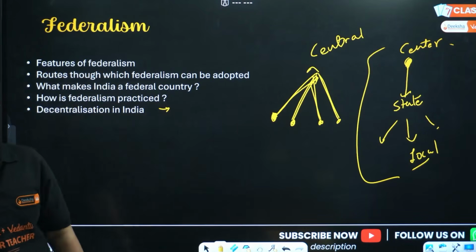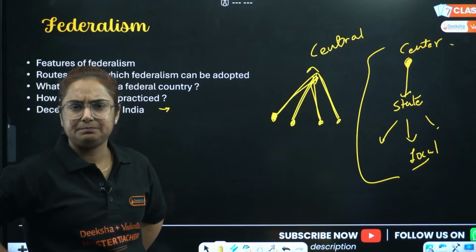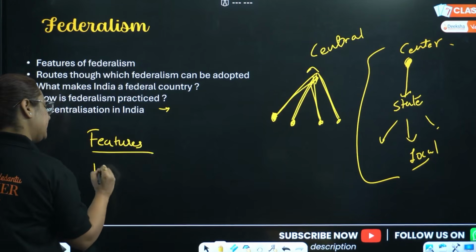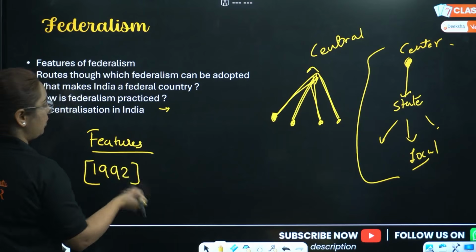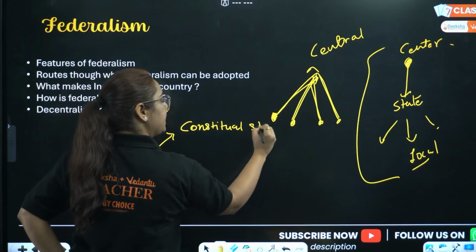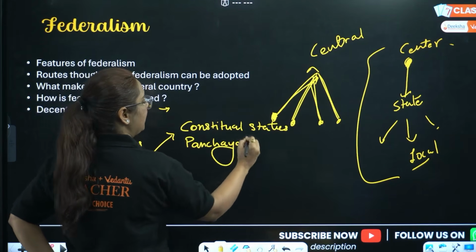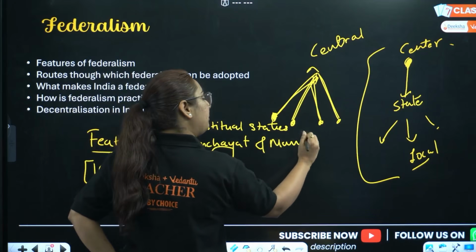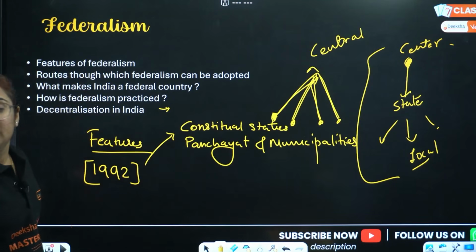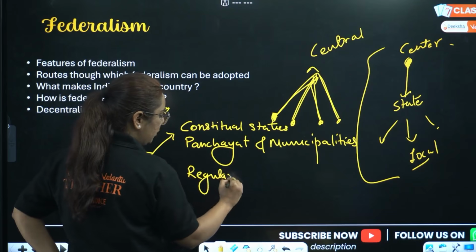What are the needs of decentralization? Local issues should be solved at the local level. The question will come, what are the features? So when was decentralization done? In 1992. Constitutional status was given to bodies like panchayats and municipalities, popularly known as local self-governing bodies. Then there will be regular elections to these bodies.